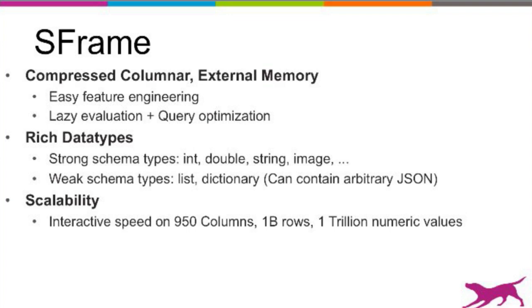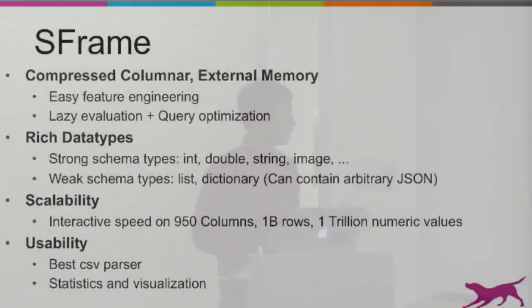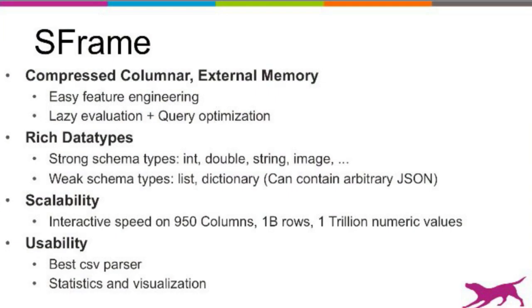And it's very scalable. The largest S-frame we have experimented with has 1,000 columns and 1 billion rows, and that amounts to 1 trillion numerical values. And yet we can run it at interactive speed, like what I did before. It is very usable. It comes with a bunch of nice utilities, like the best CSV parser ever, which does automatic type inference of columns, even within quotes. And you can easily get statistics of each column and visualize it, as I did using Canvas.